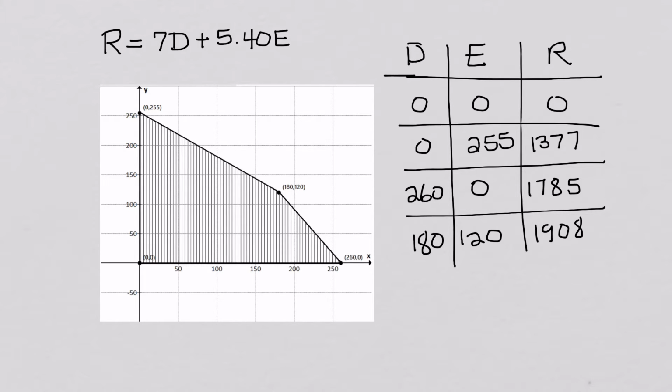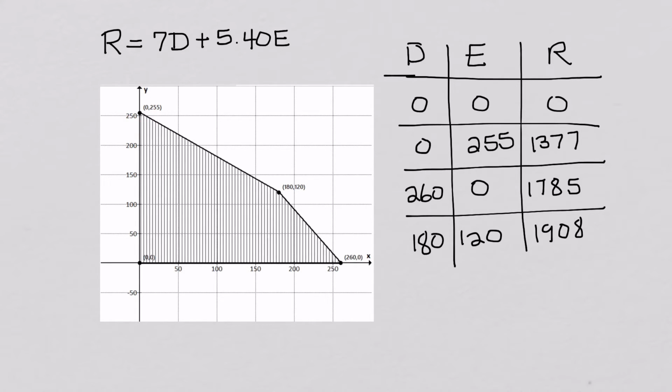I also brought over my constraint. So what we can see is that we have 4 points on this polygon shape, and the maximum and the minimum for revenue can only occur at those 4 points. So I've got them listed here. We have 0, 0. Well, that's obviously going to give us a minimum value because that would give us exactly 0 revenue. Then we have the point 0, 255.